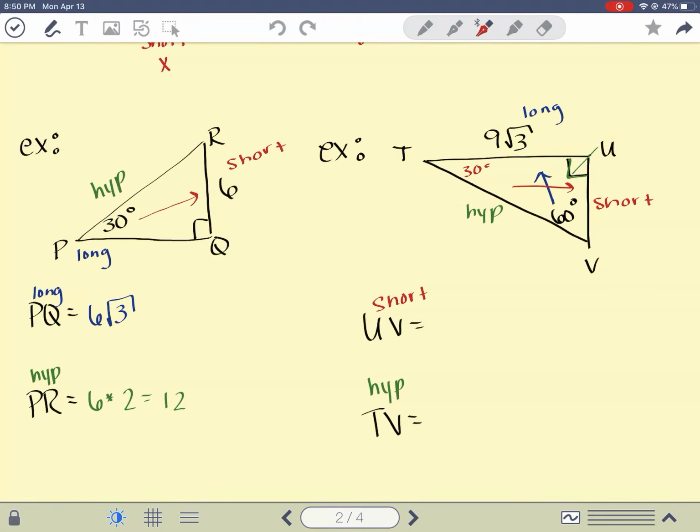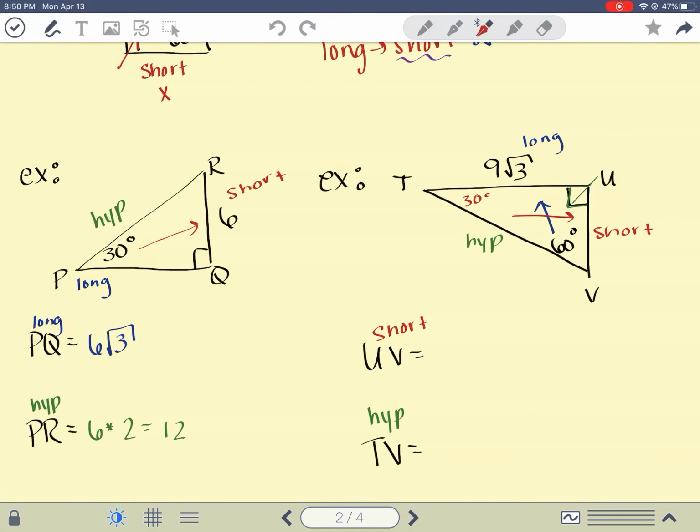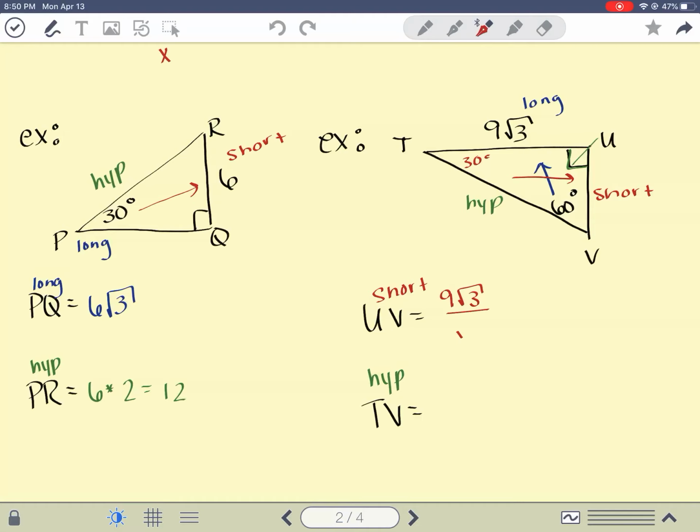All right, so for the first one, I start with my long. Now I can't just jump to my hypotenuse. Remember up here, there's no just jumping from long to hypotenuse or hypotenuse to long. So I have to go to my short first. All right, so long to short. I take my long, and long to short is divided by square root of 3. And if we see here, these are nice and just cancel out. And so that means my short leg is 9.